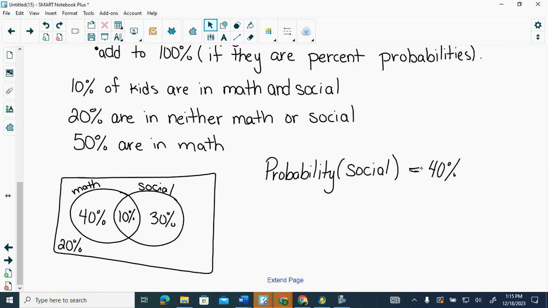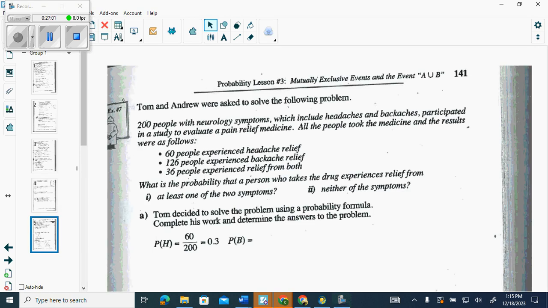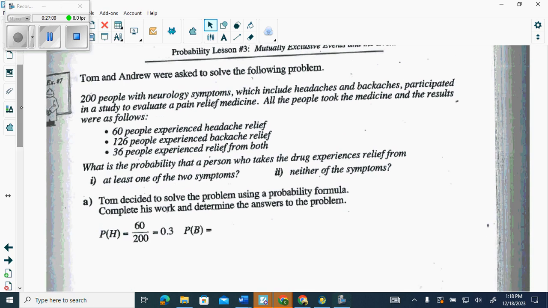I want you guys to flip to the last page. Flip to the very last page. I want you guys to do a Venn diagram for example 7. Go. Venn diagram for example 7. It's not a probability one. So you know, it's on the last page, it's this one. Talking about headache and backache relief. Tom and Andrew were asked to solve the following problems.